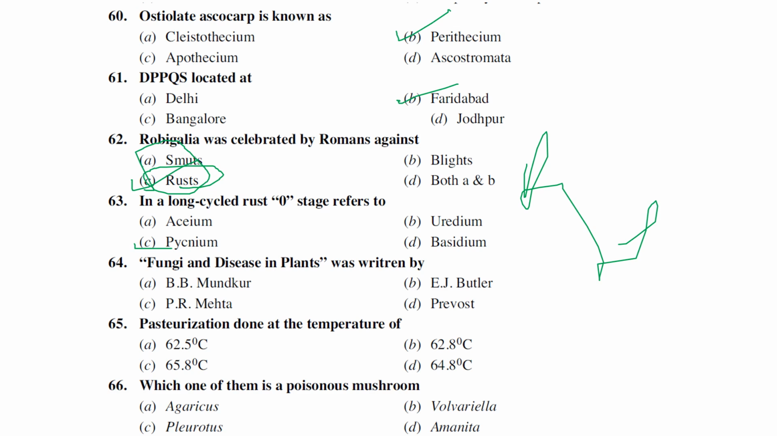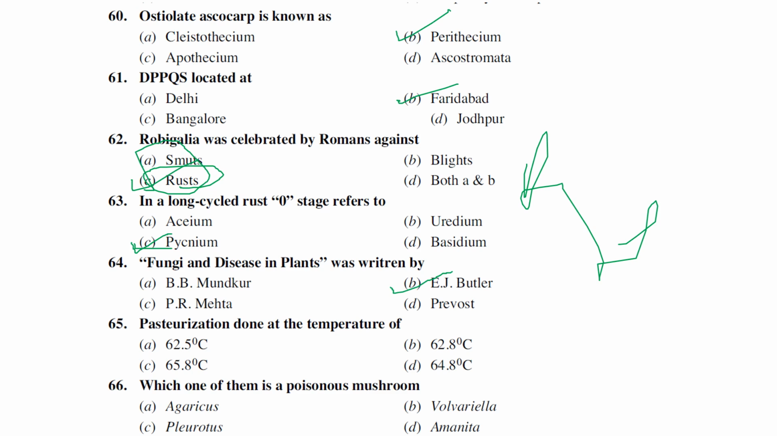So the 0 stage or sexual stage or the spermatial stage is 0 stage, that is the pycnial stage. The next one: Fungi and diseases in plants was written by... This was a very important question. If you see Fungi and diseases in plants or Fungi and plant diseases, we can see somewhere.